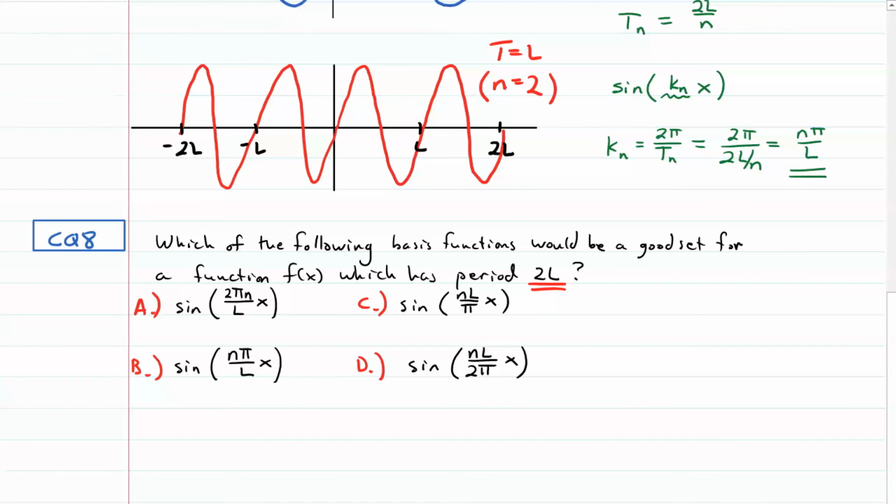So the correct answer to this question, which maybe you got right, is B, sine n pi x over L. The thing in front of the x has to match this k up here. And then the period of that is equal to 2L divided by n. Of course, we also have the cosine, so I'm just using the sine as an example, but the cosines will also have the same form, n pi x over L.